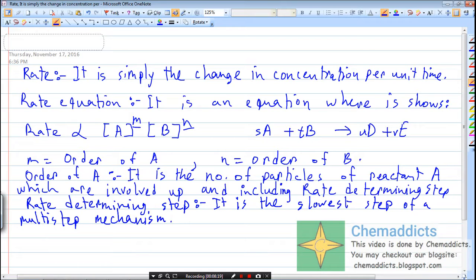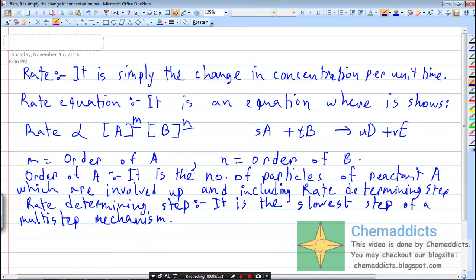Suppose this reaction is occurring. It might occur in a single step mechanism, or it may occur in a multi-step mechanism. It may occur in different step mechanisms, so many ways, so many steps. It may involve intermediates, transition steps, and so on.